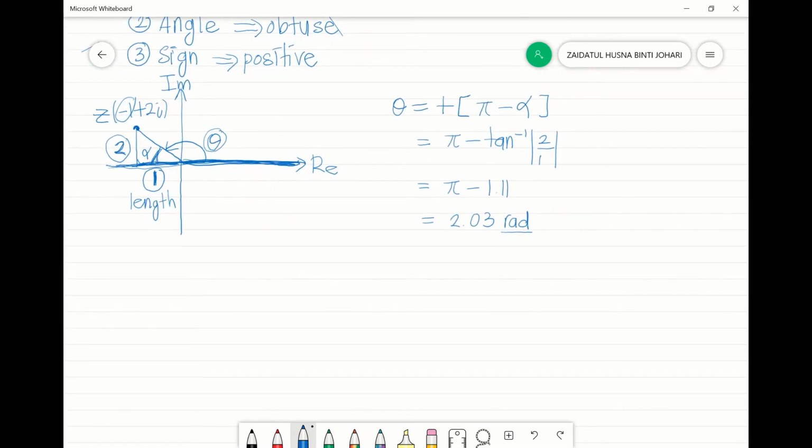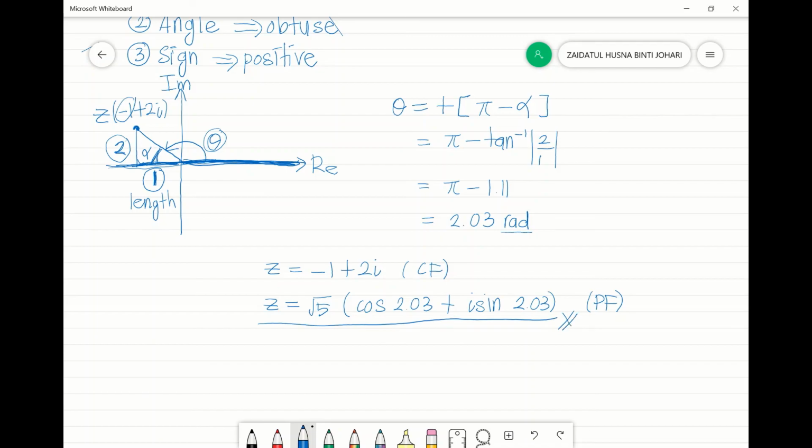How to express this complex number -1 plus 2i from Cartesian form to polar form? We have got our r. So r is square root of 5 times cos theta, so cos 2.03 plus i sine 2.03. This is the polar form of this complex number. Hence, this is the answer.